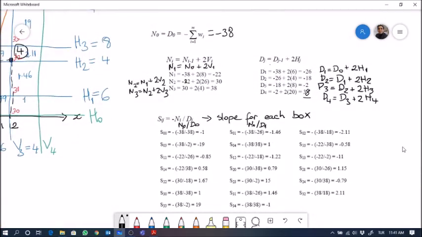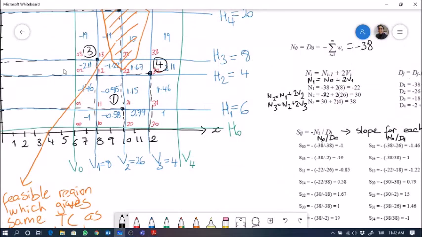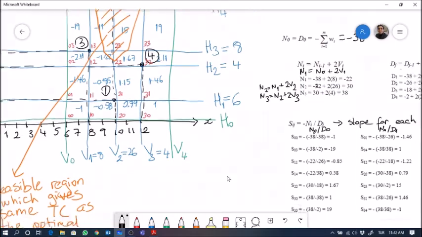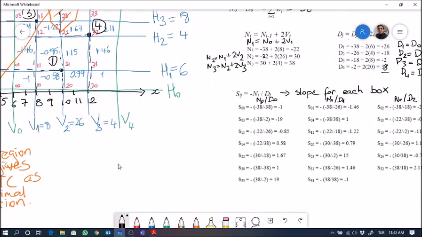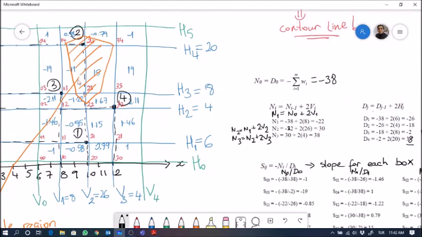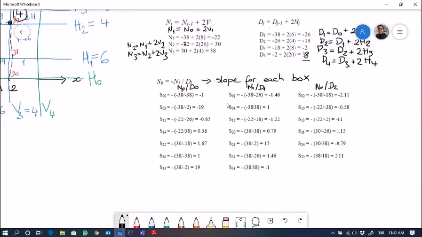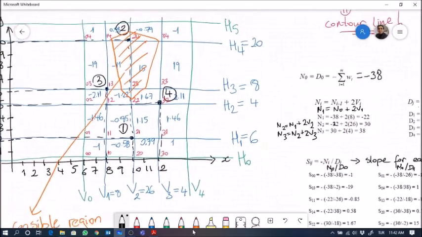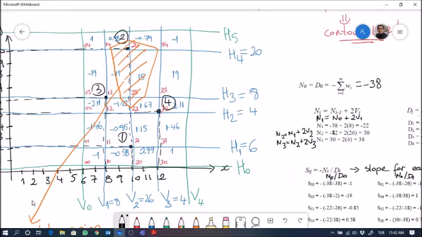So here again, this is n0 divided by d2. d2 was minus 18. So minus 38 divided by minus 18, minus 2.11. So in the 0, 2 box, the slope will be minus 2.11. And we are going to continue this for every single box here. So these calculations show the calculation of the slopes for each box. I put this here in the blue color so that you can follow.